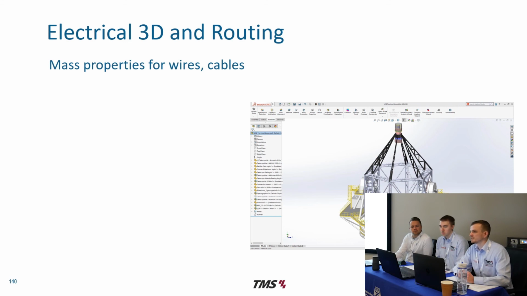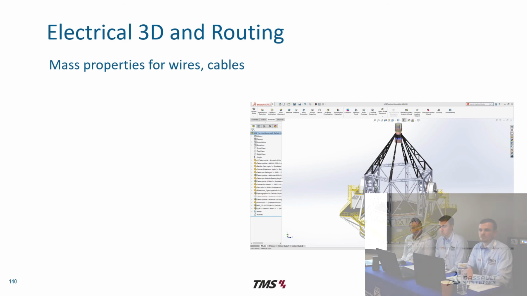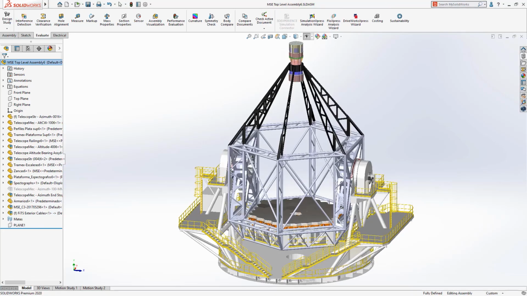But that pretty much covers the schematic side of things. Moving on to the 3D aspects, so electrical 3D and routing. And what we're going to look at is the mass properties for wires and cables in there. Now, for this little example, as Grant put it earlier this morning, we're actually going to roll back to the model we saw last year because it benefits this option a little bit better.